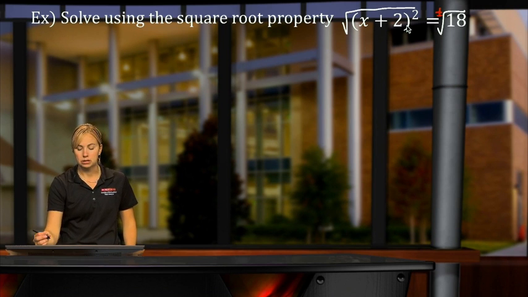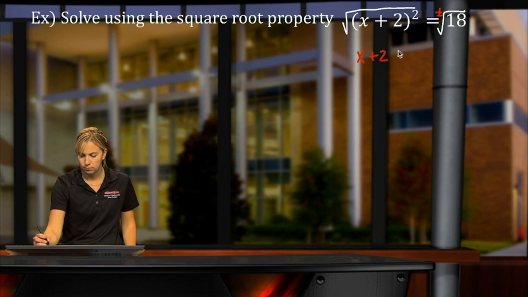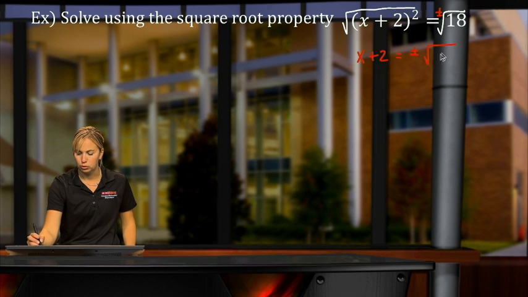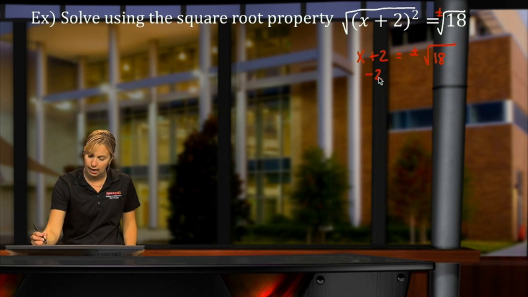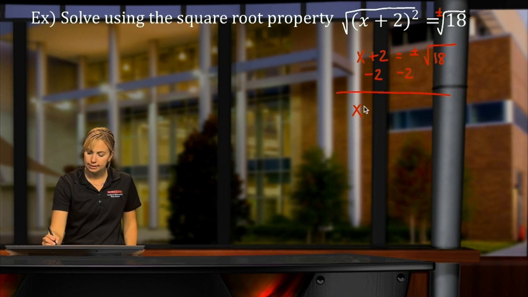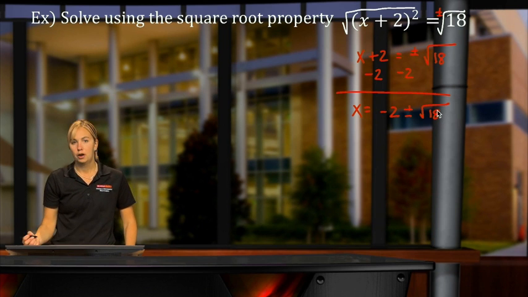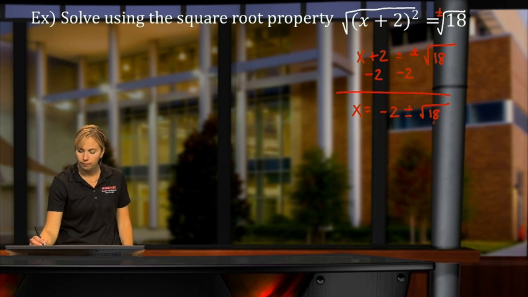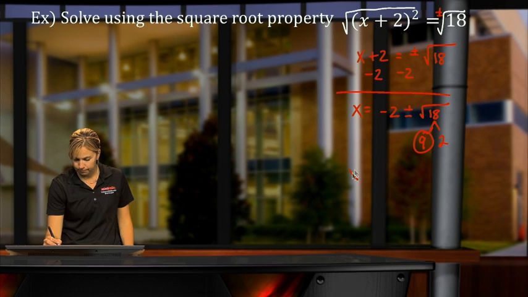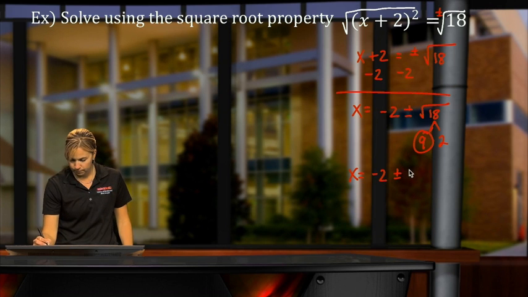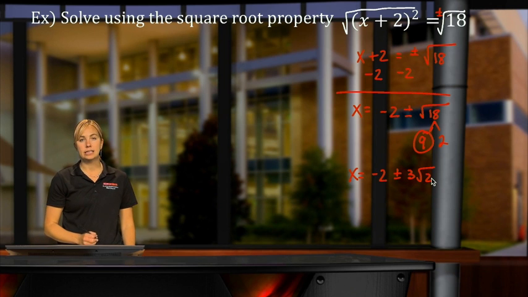When I take the square root of something squared, we're left with what was underneath the radical, x plus 2. And that equals plus or minus the square root of 18. To isolate x, we subtract 2 from both sides. X equals negative 2 plus or minus the square root of 18. For our final answer, we need to simplify the radical. 18 is 9 times 2. X equals negative 2 plus or minus 3 square root of 2.